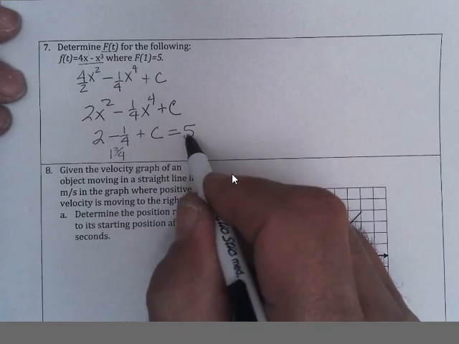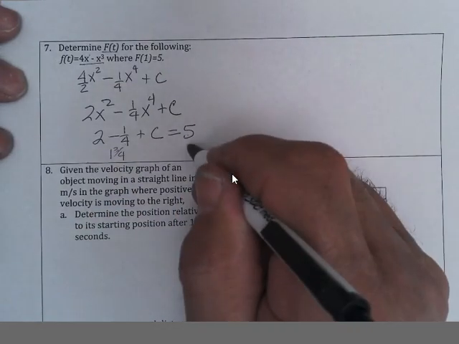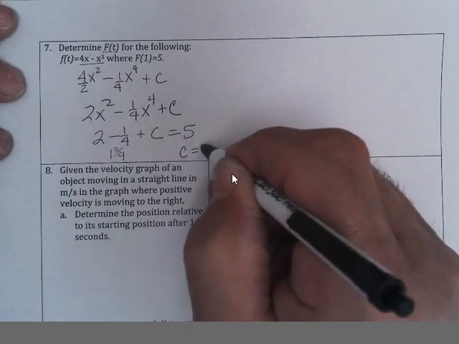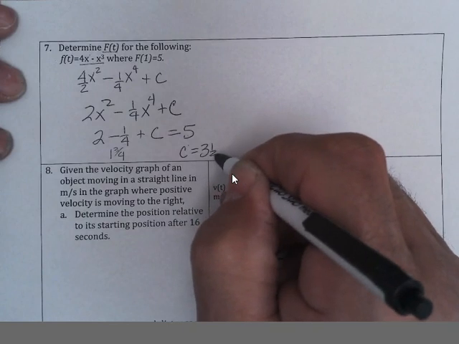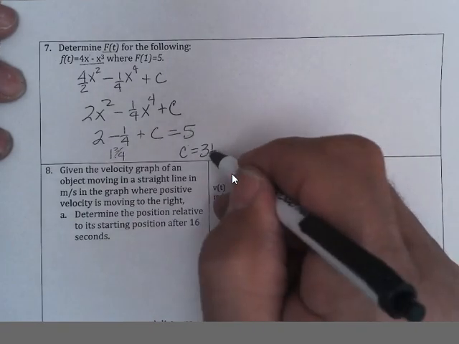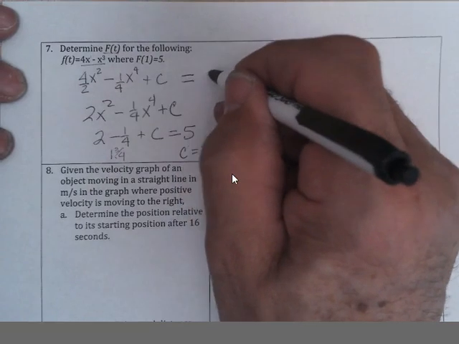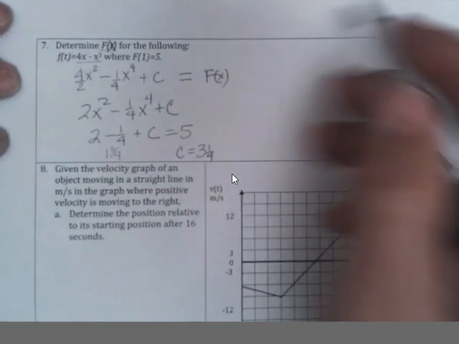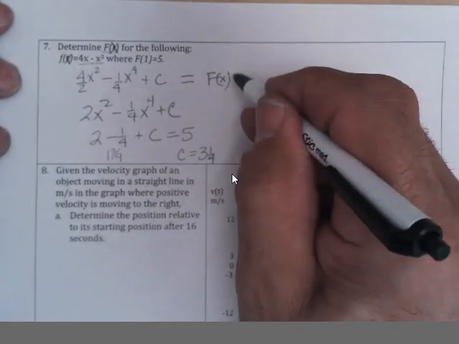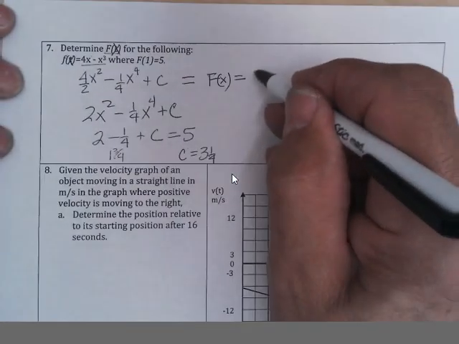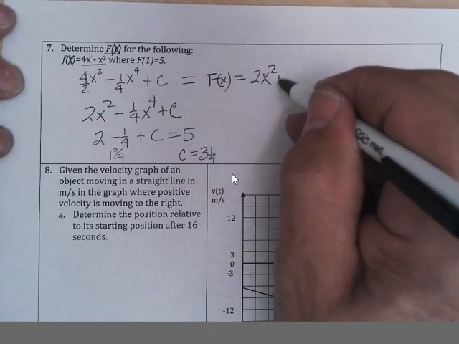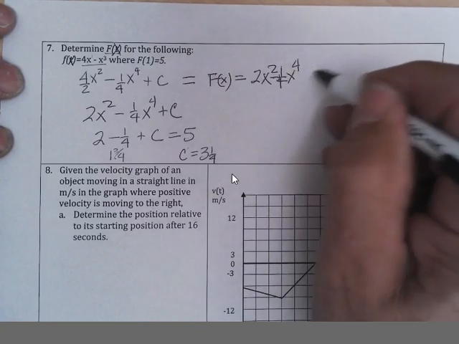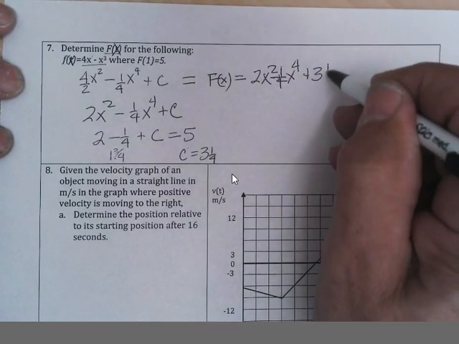We have to subtract it from both sides, and we get 3 1/4. So c has to be 3 1/4. If I subtract 1 3/4 from 5, I get 3 1/4. So the final answer for capital F of x, actually this should be x in here, another typo, and x here, should be 2x squared minus 1/4 x to the 4th plus 3 1/4.